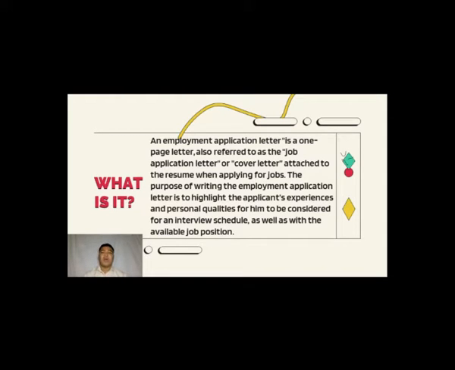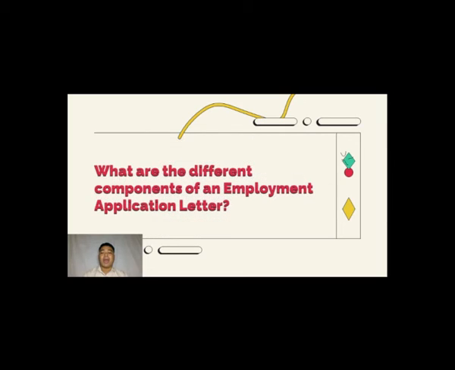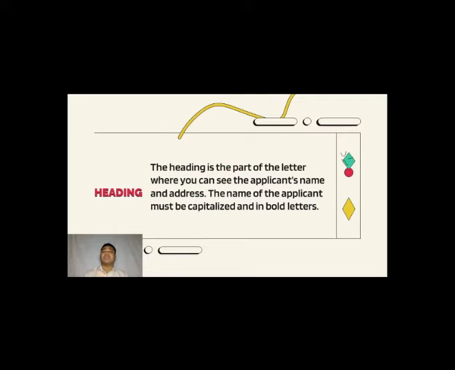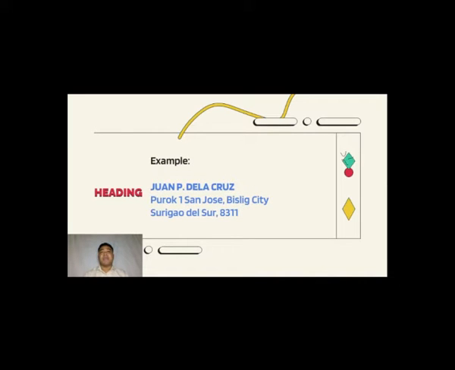Now, what are the parts of an employment application letter? What are the different components of an employment application letter? First is the heading. The heading is the part of the letter where you can see the applicant's name and address. The name of the applicant must be capitalized and in bold letters. For example, here, the name of the applicant is Juan P. de la Cruz. So, it should be written in capital letters and in bold letters.